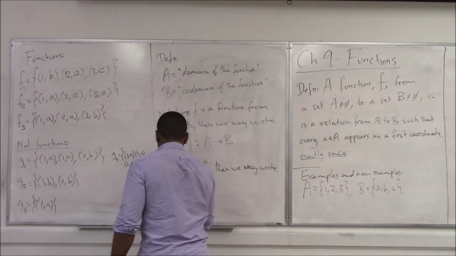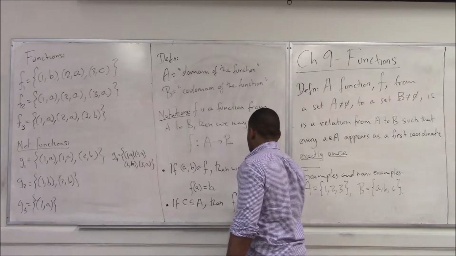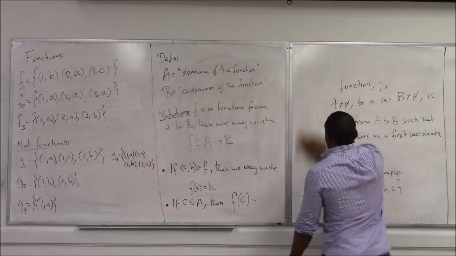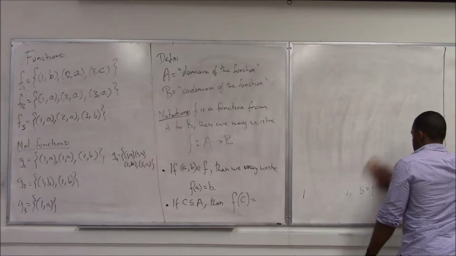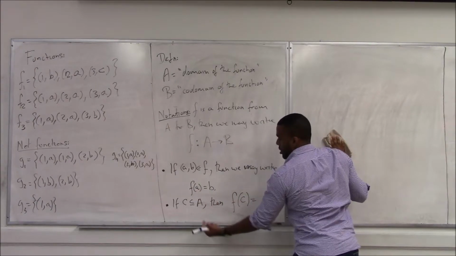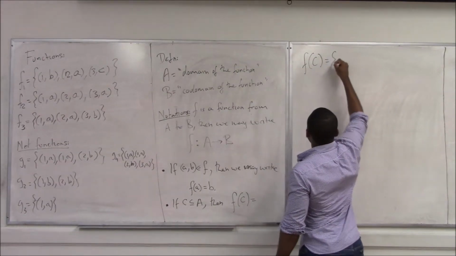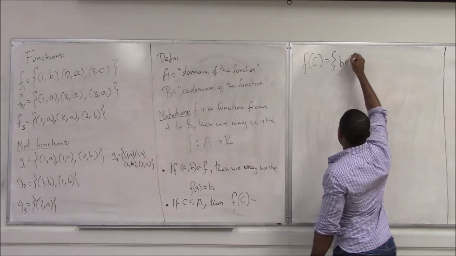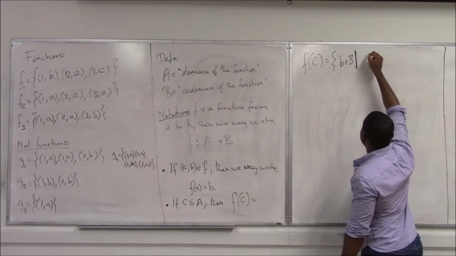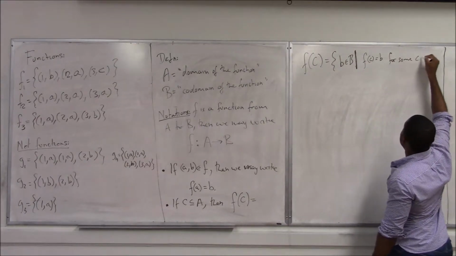We also have the idea that if C is a subset of A, then f of C is, so in a function, we can plug in particular elements. We can also plug in subsets. And the notation will follow in this way. f of C will be the set of all b in B such that f of c equals b for some c in C.